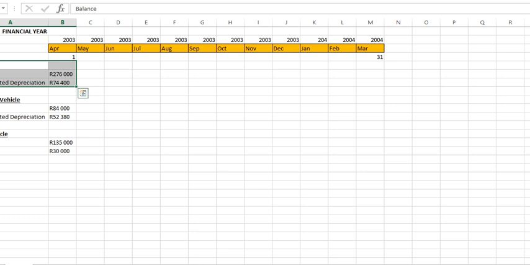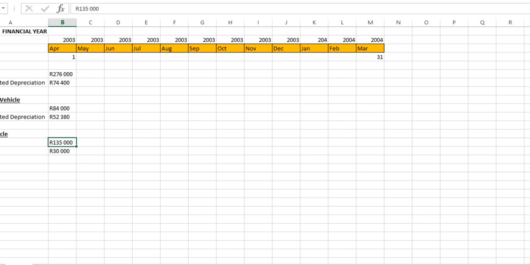Then this 274,000 Rand includes a balance of 84,000 Rand. So that's a vehicle which we bought in the past, but now we dispose of this vehicle. So we sold this vehicle. The original cost price was 84,000 Rand, whereas the accumulated depreciation as per the date of sale was 52,380. And we sold this vehicle but traded it in. We got a trading value of 30,000 Rand to buy a new vehicle of 135,000 Rand.